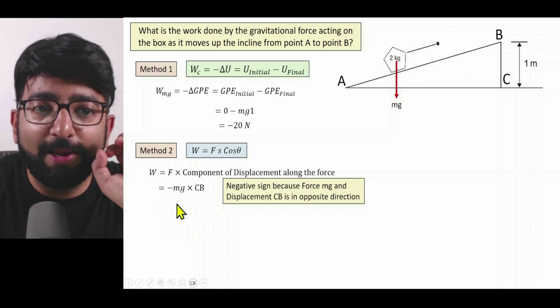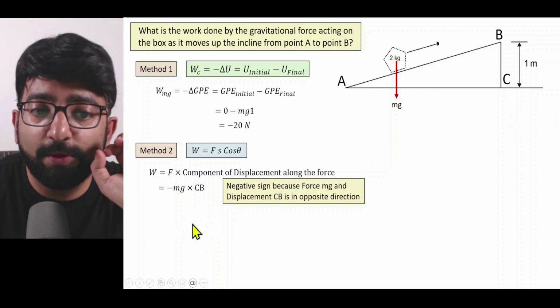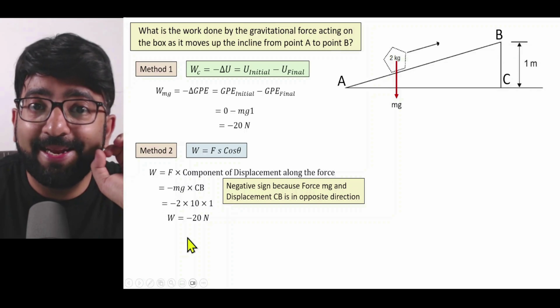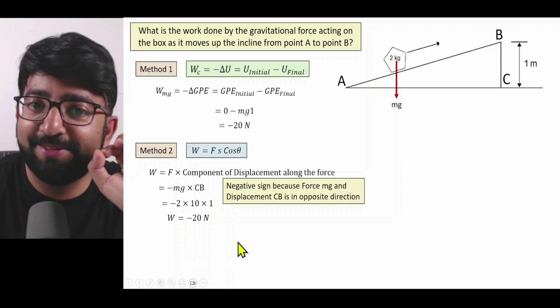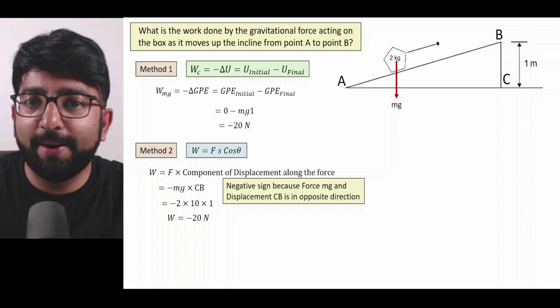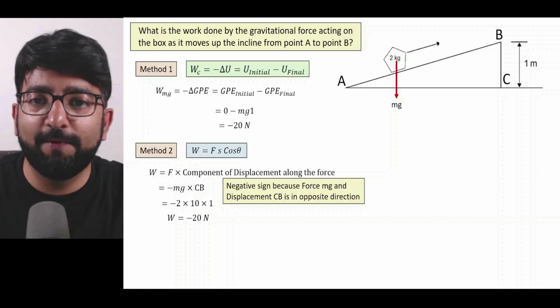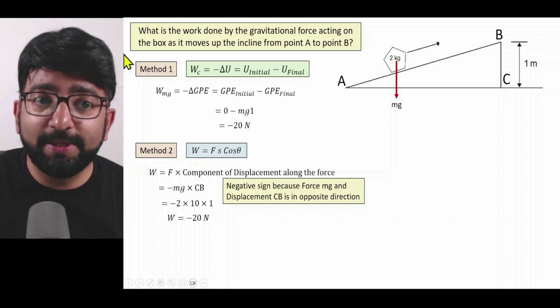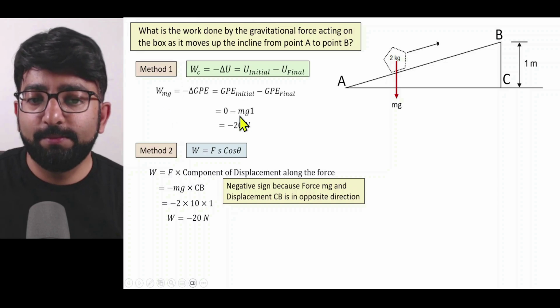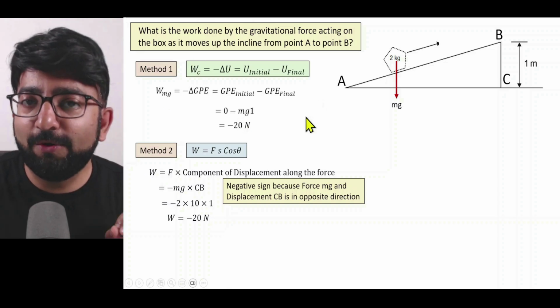And that's it. Let's put the values in. m is 2, g is 10, and CB is 1 meter. So if we simplify, we will get negative 20 joules as the answer. So in an exam scenario, depending on which method you prefer, you can use any method. But generally, method 1 is preferred because there we don't have to deal with any components.